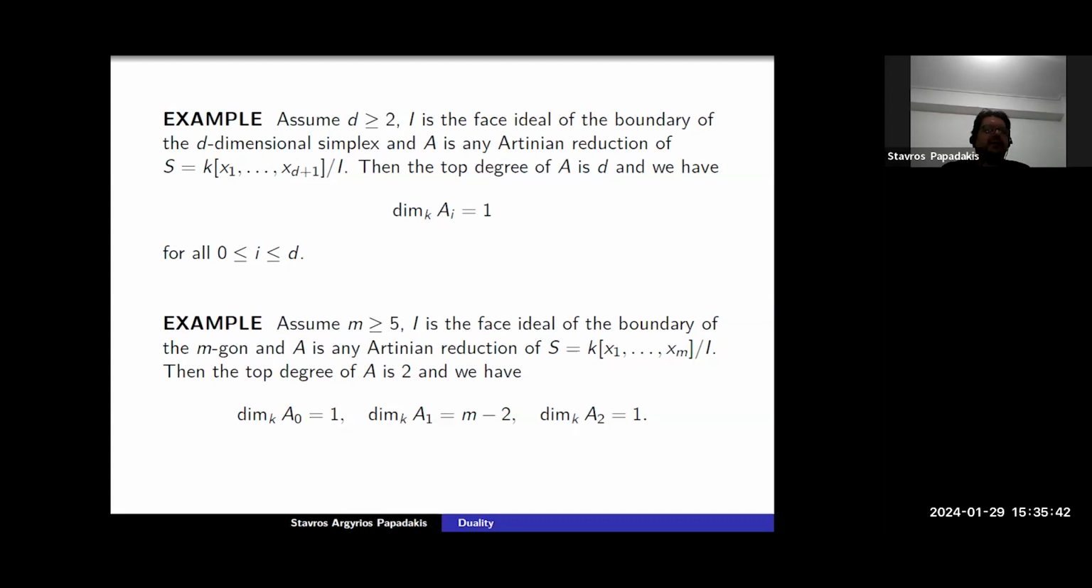And the second example tells us what are the dimensions of the Artinian reductions of A for the case of the boundary of the polytope. We will see in the following slides that this is just the h-vector of Δ.